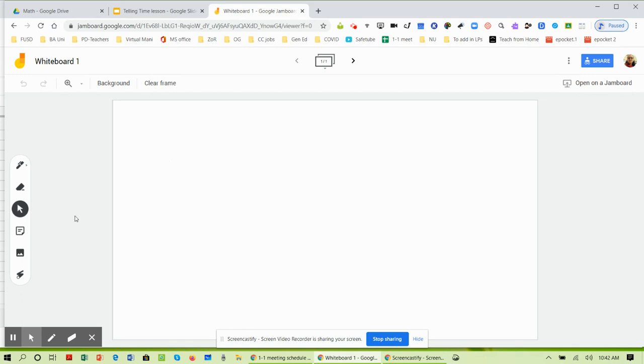There you go. So there are some skills I need you to know before we start. The first skill is, let's choose a thicker pencil, and yeah. So the first skill would be skip counting by 5.